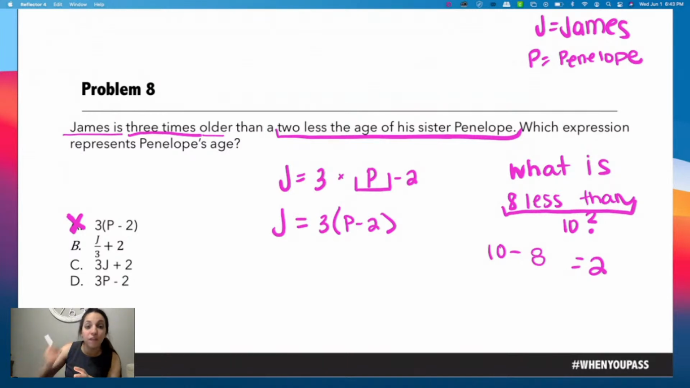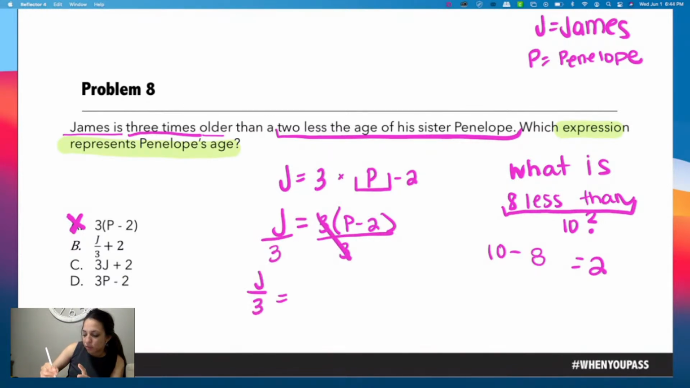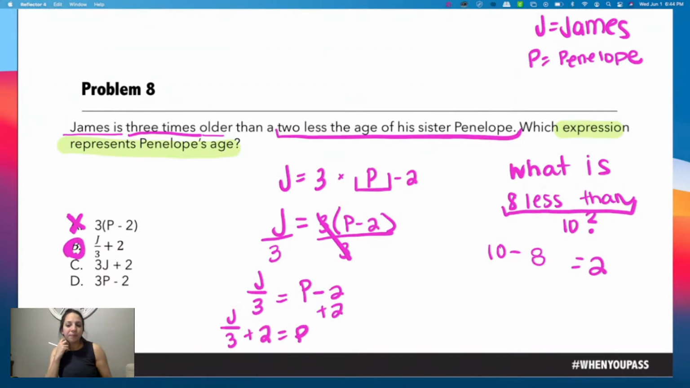Let's keep solving it for P, because if we're looking for an expression that represents Penelope, we're looking for P equals. So now I have to manipulate this equation. I'm going to divide both sides by 3. So I have J divided by 3 equals P minus 2. Add 2 to both sides. And we see that B is the answer.